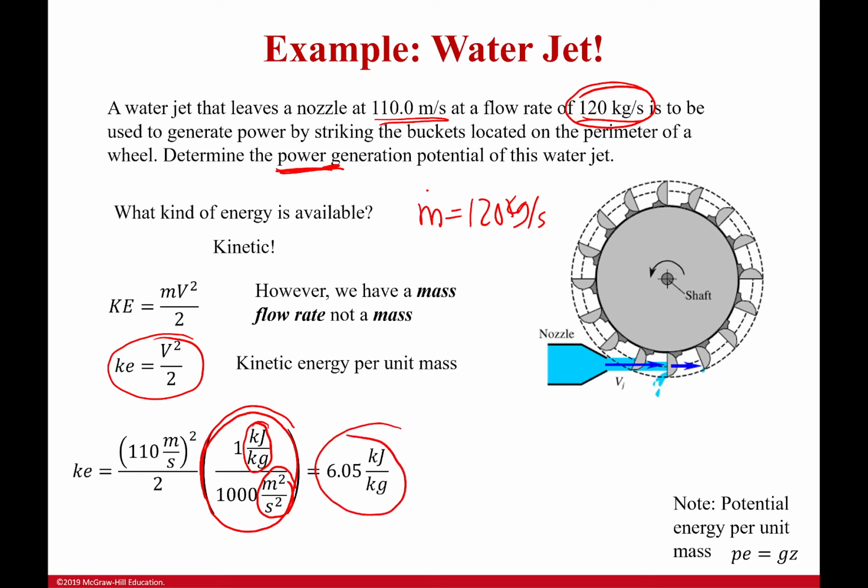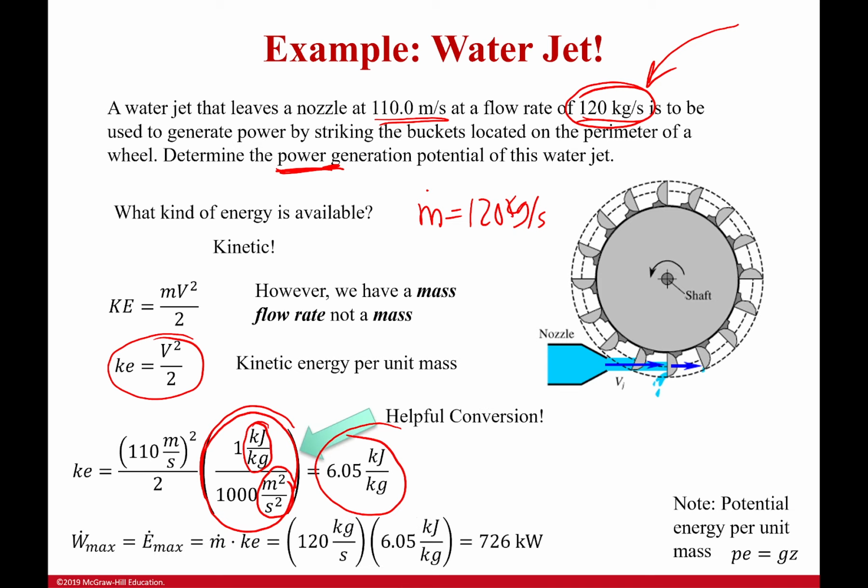Now, if I know how much energy I can get from each kilogram of water, and I know how much water I have coming through, I can figure out the power. So the last step is going to be to figure out that power. The dot right here is saying that this is happening over time. Same as there, same as there. That's always saying there's some sort of time frame.